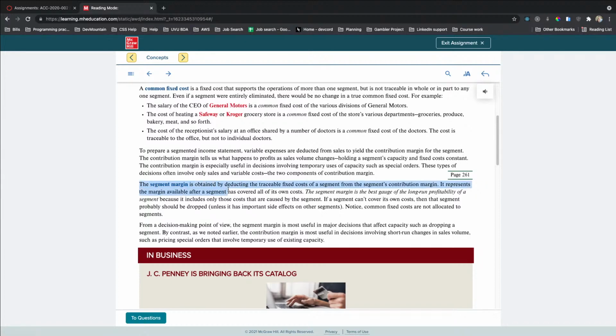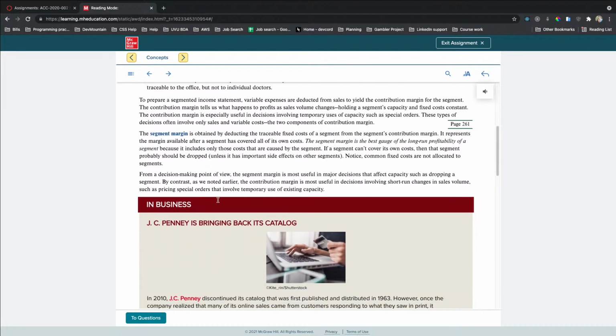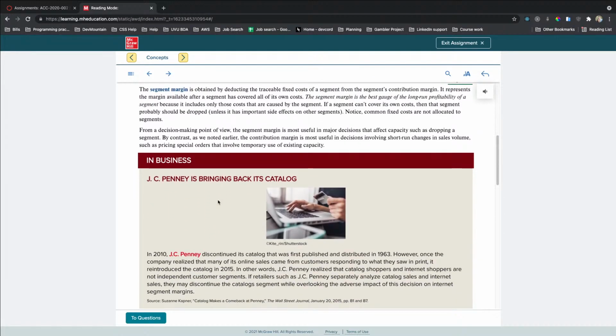Okay, just picking up the segment margin, which is what we just read, is obtained by deducting traceable fixed costs of a segment from the segment's contribution margin. It represents the margin available after a segment has covered all of its own costs. The segment margin is the best gauge of the long-run profitability of a segment because it includes only those costs that are caused by the segment. If a segment can't cover its own costs, then that segment probably should be dropped unless it has important side effects on other segments. Notice common fixed costs are not allocated to segments.